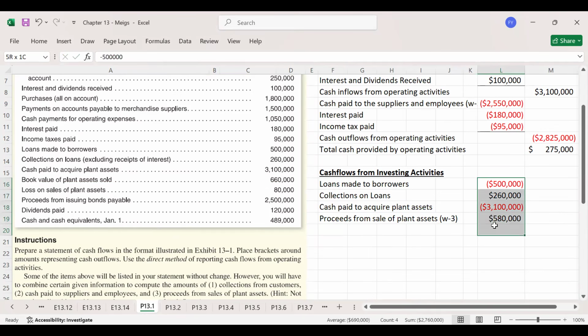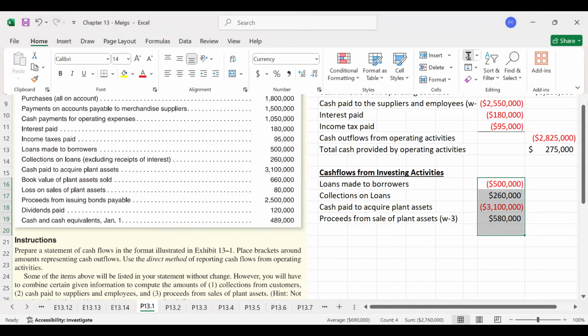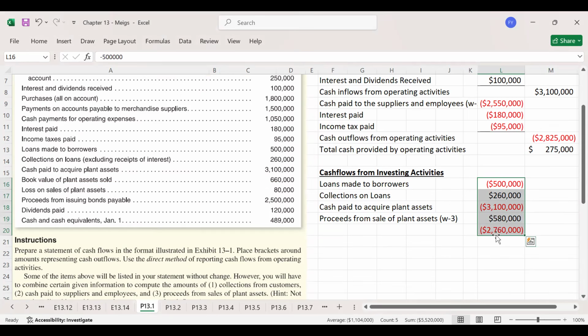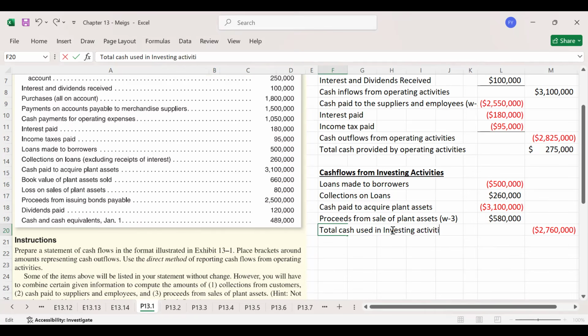It is a plus amount, positive amount, $580,000. So the total of these four cash receipts or payments, you can see, represents the outflow, meaning the amount is with the minus sign. So this is the total cash used in investing activities. So this is our second cash flows activity.